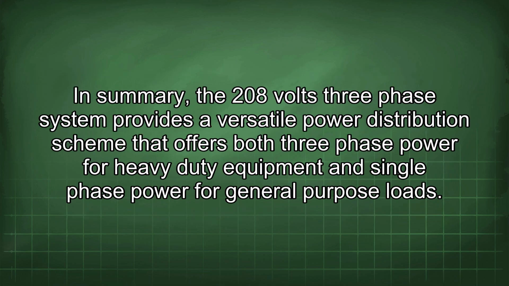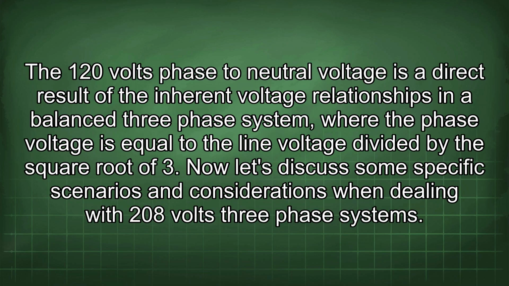In summary, the 208 volts three-phase system provides a versatile power distribution scheme that offers both three-phase power for heavy-duty equipment and single-phase power for general-purpose loads. The 120 volts phase to neutral voltage is a direct result of the inherent voltage relationships in a balanced three-phase system, where the phase voltage is equal to the line voltage divided by the square root of 3.